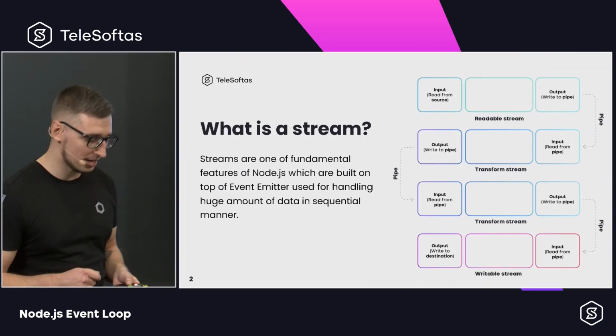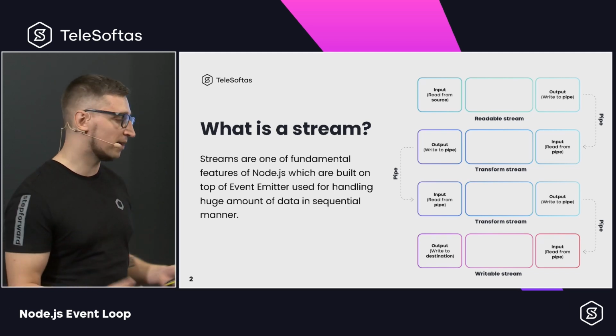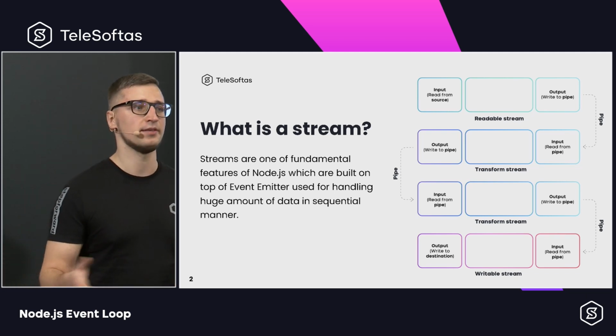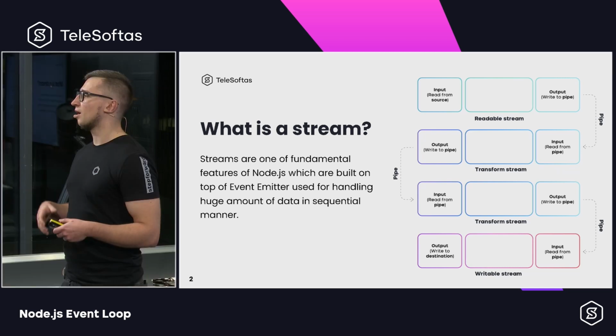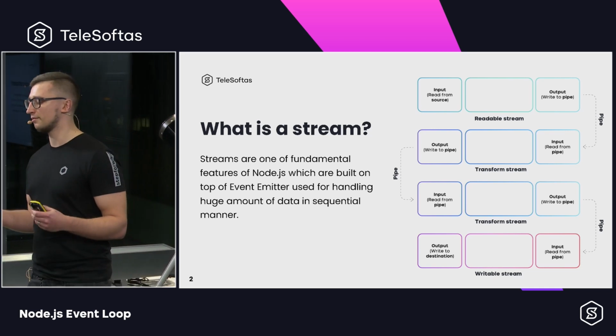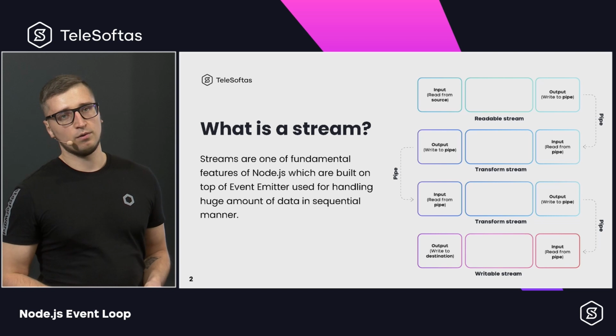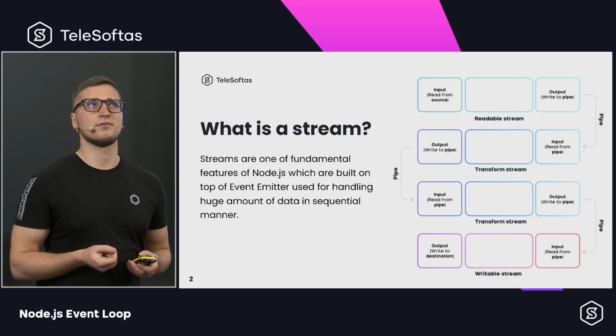So what is a stream? According to the definition, a stream is a fundamental Node.js feature, or in other words, a data structure, which helps us to read data from a really large data source in a sequential manner. Boy, this definition sounds complex.